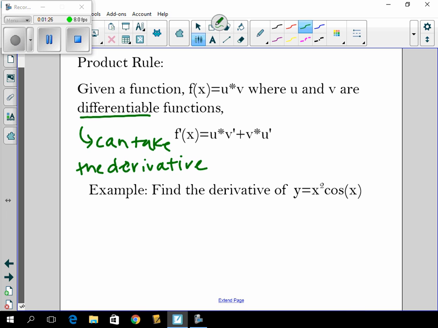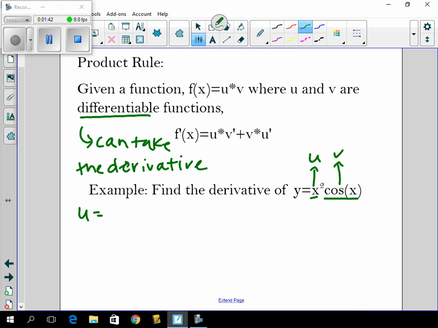So our first step is we're going to find the derivative of y equals x squared times cosine x. So we need to identify our u and v. I'm going to label x squared as my u and cosine as my v. So my u is x squared, my u prime is 2x, just using the power rule. My v is cosine of x, and so my v prime is negative sine of x.